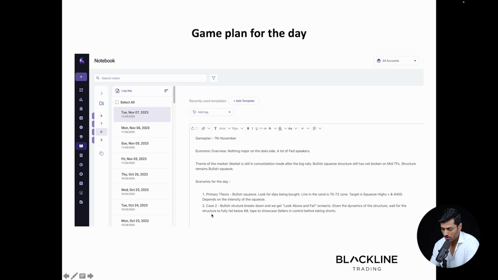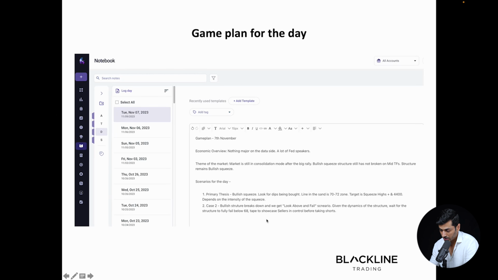The second case scenario that I had for the session is in case the bullish structure breaks down. Right now, the primary thesis still remains the bullish thesis because this is what the picture is telling us. But of course, you never know what the markets want to do. So the second scenario was that in case the bullish structure breaks down, we get the scenario of look above and fail. In case that happens, we are going to monitor the 68 area. 68 area, very, very important area, 68, 70 area, as we discussed in the previous slide.